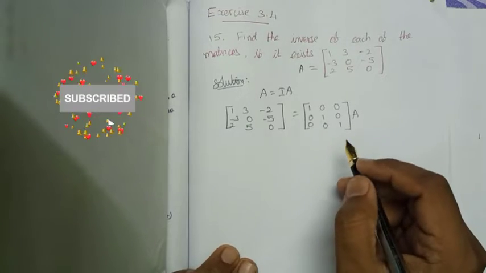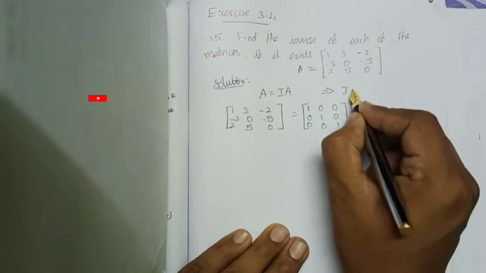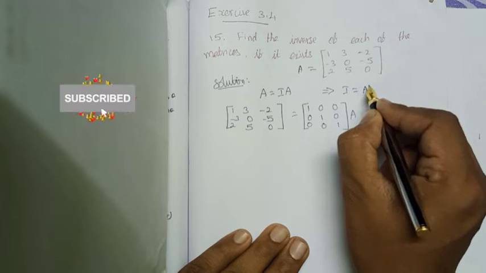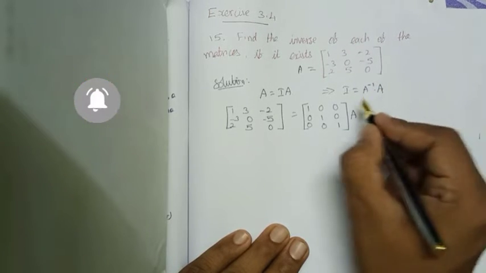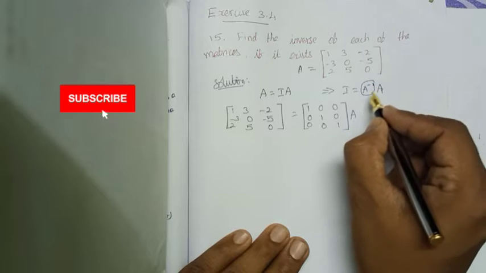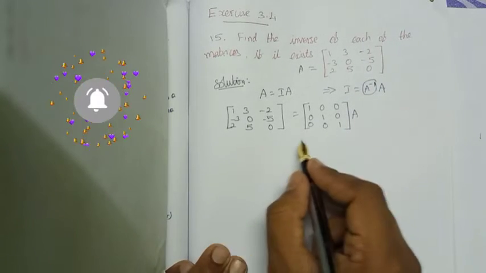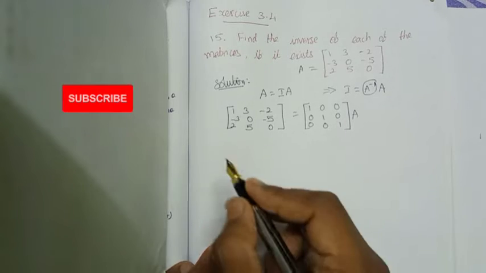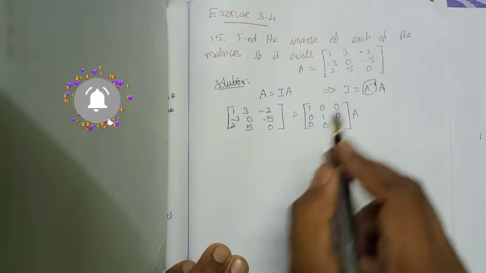Applying elementary row transformations, we change this to the form I equal to A inverse into A. This is of the form. So this matrix is called the inverse of the given matrix. So we are applying elementary row operations to change this matrix to the identity matrix.